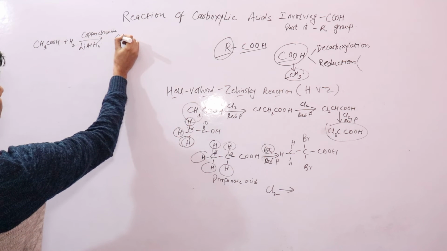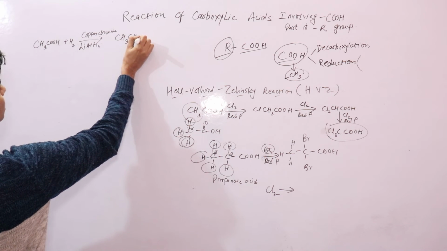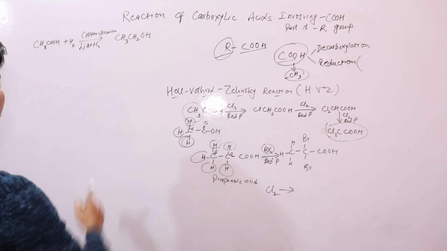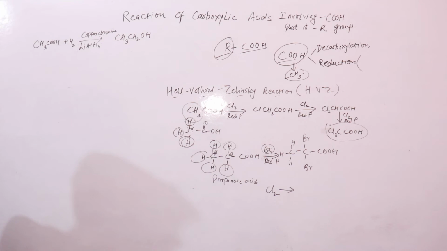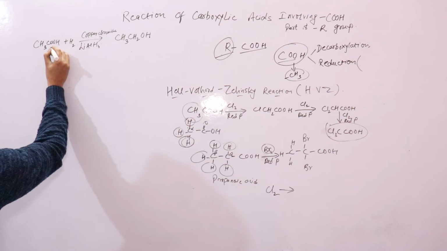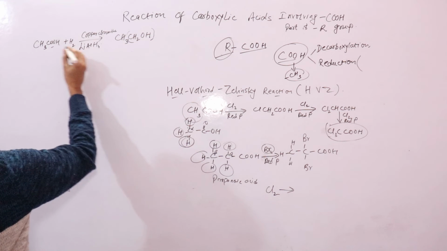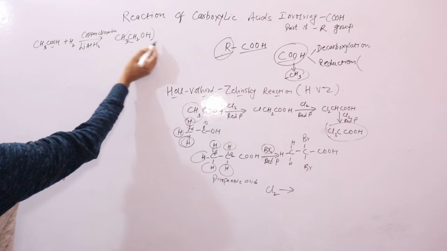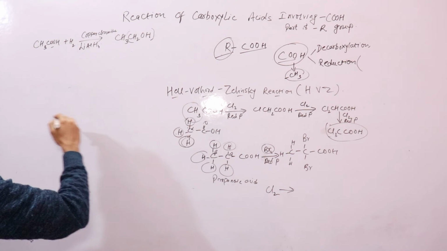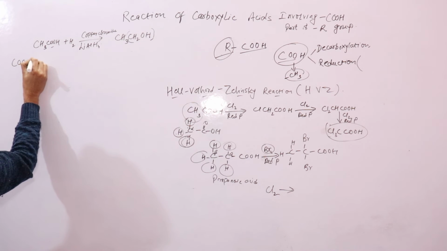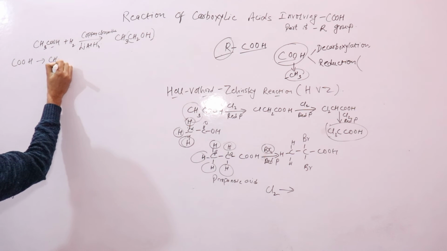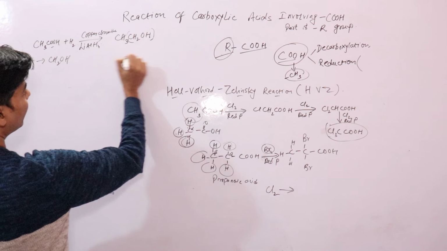It will form CH3CH2OH, right? This is your reduction reaction. Just notice oxygen has been reduced in the resulting compound, and hydrogens are added. Basically you can see that the COOH group is reduced to CH2OH group. These are your alcohols, right?